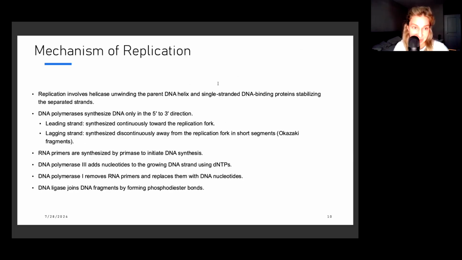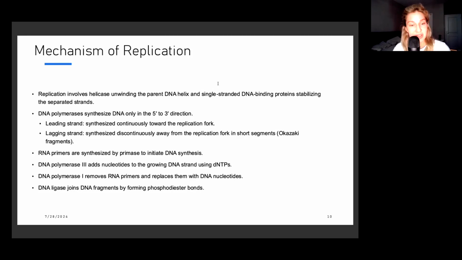Mechanism of replication. Replication involves helicase unwinding the parent DNA helix and single-stranded DNA binding protein stabilizing the separated strands. DNA polymerase synthesizes DNA only in the 5' to 3' direction. We have a leading strand and a lagging strand. The leading strand is synthesized continuously towards the replication fork. On the other hand, the lagging strand is synthesized discontinuously away from the replication fork, which will form Okazaki fragments.